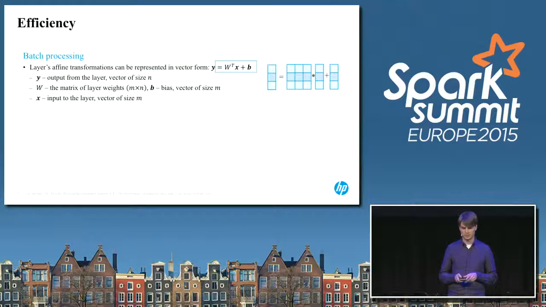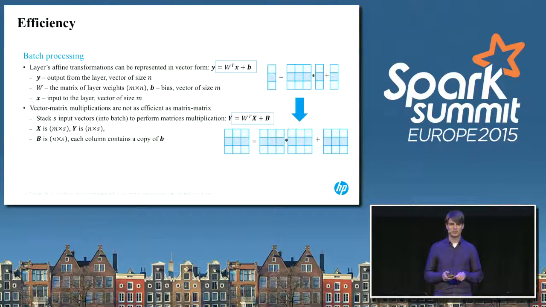So it's pretty simple. But those kinds of vector-matrix multiplications are not very efficient, so we want to use matrix-matrix multiplications. Then we need to stack input vectors into batches, so we will be able to do matrix multiplication. Then capital X becomes the matrix of inputs, capital Y becomes the matrix of outputs, and B should also become a matrix so that it would work, and it will contain copies of small b. You can also see this transformation on the right-hand side. So basically, we just did batch processing.